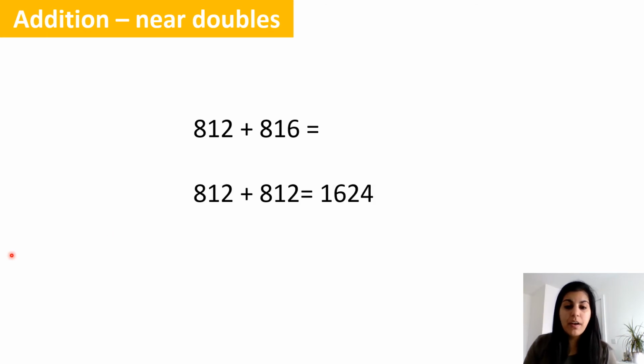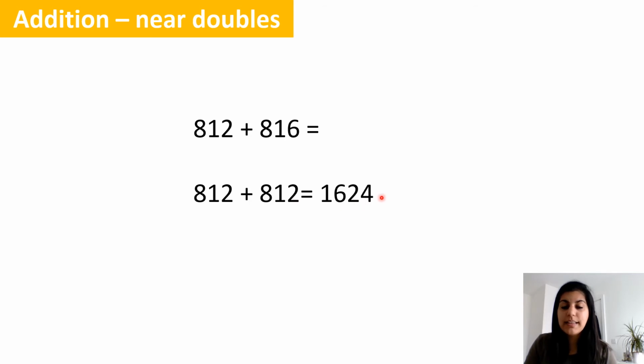So in my first step, I did 812 plus 812. Now I did a bit of mental partitioning to work this out. I know 800 plus 800 is 1600. I know 12 plus 12 is 24. So 812 add 812 is 1624. But I wasn't meant to add 812 and 812. I was meant to add 816. So I haven't added enough ones. I was meant to add 6 ones, but right now I've only added 2 ones.